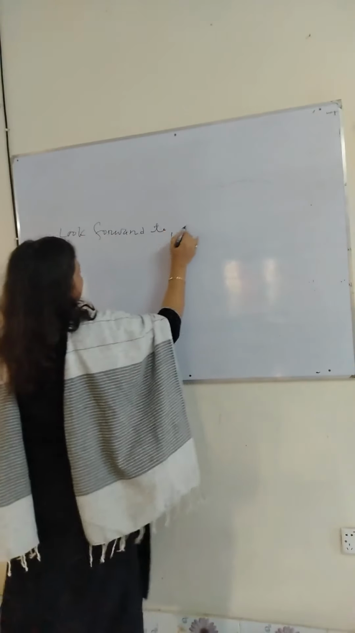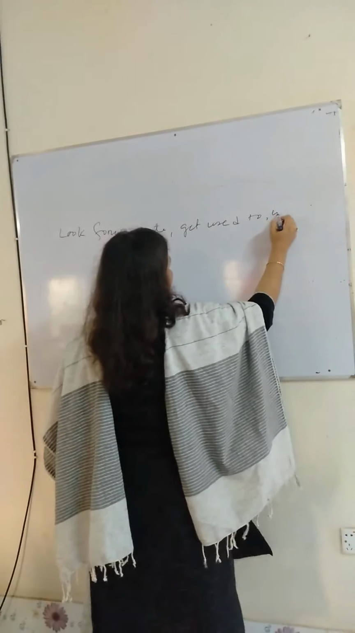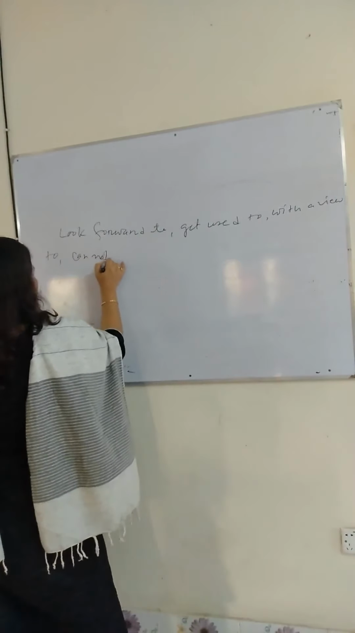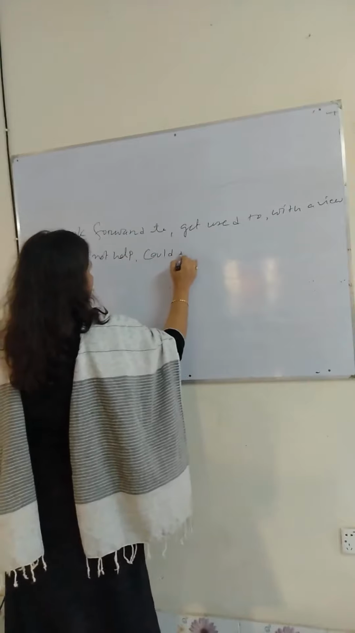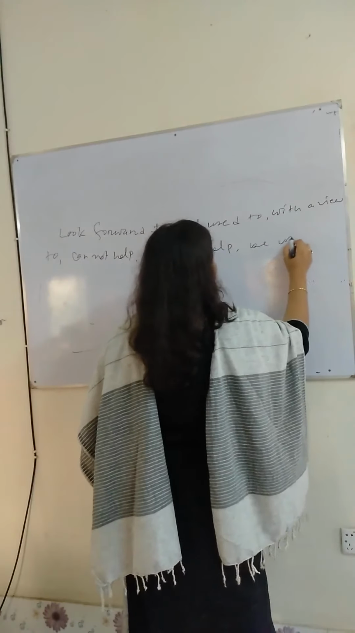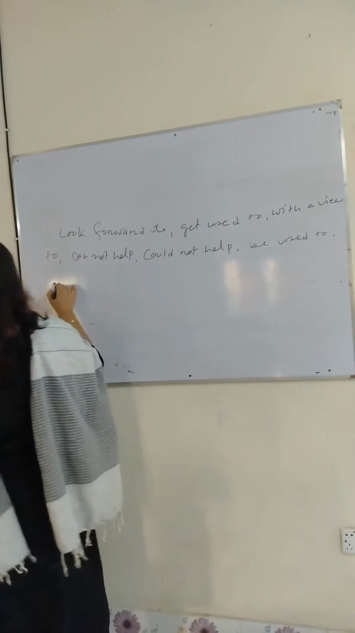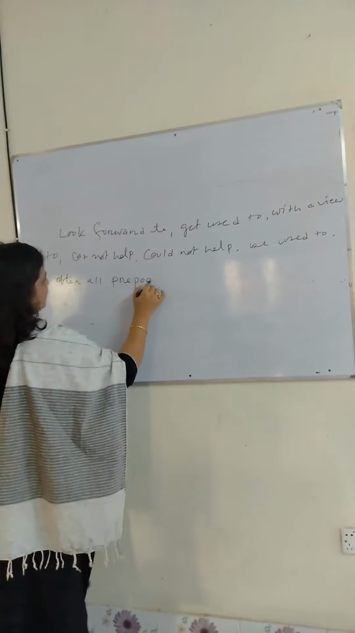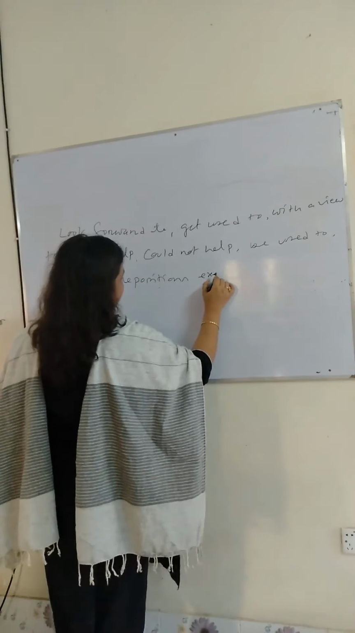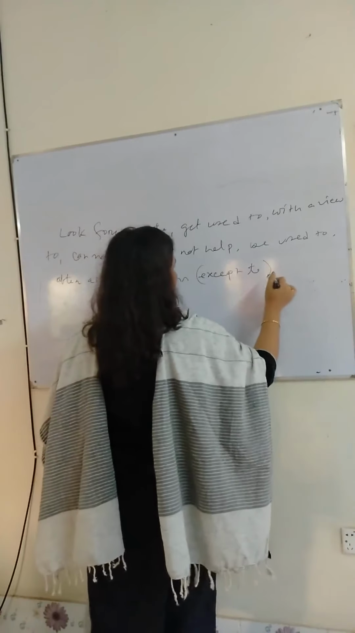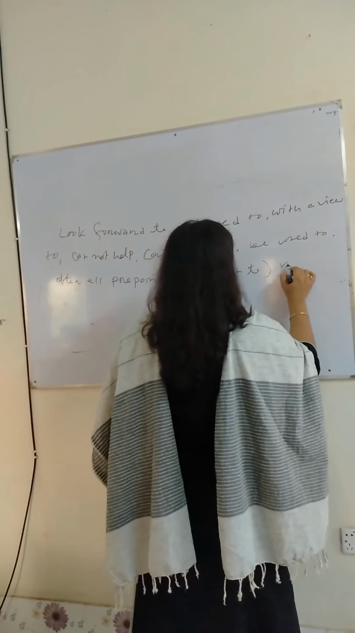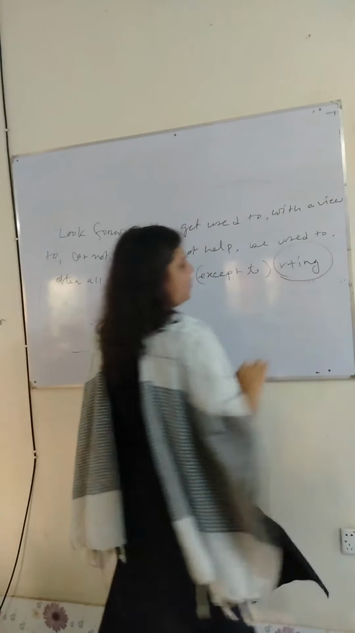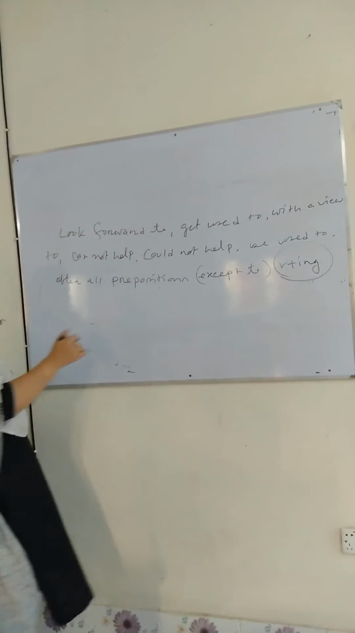Look forward to, get used to, with a view to, cannot help, could not help, be used to, and after all prepositions except to, the verb must be ing, the verb will be in ing form. Okay? Now let us see some examples.